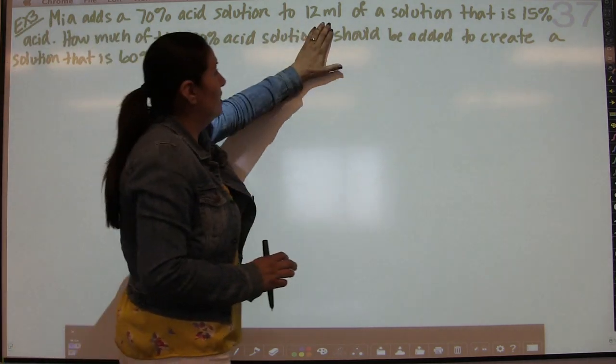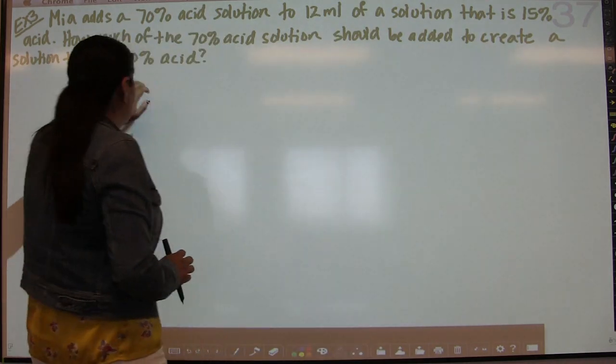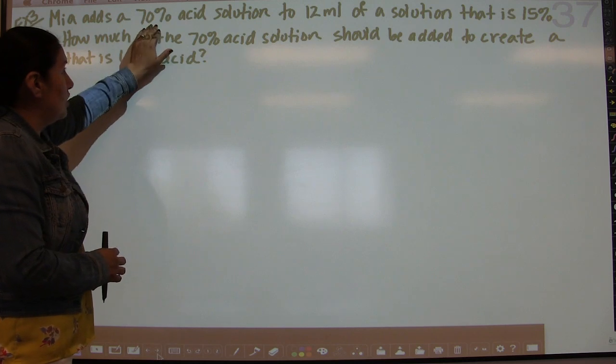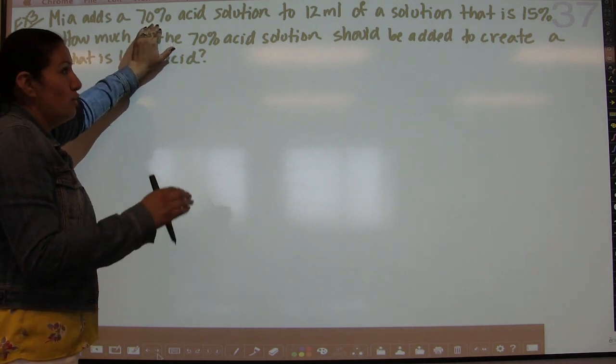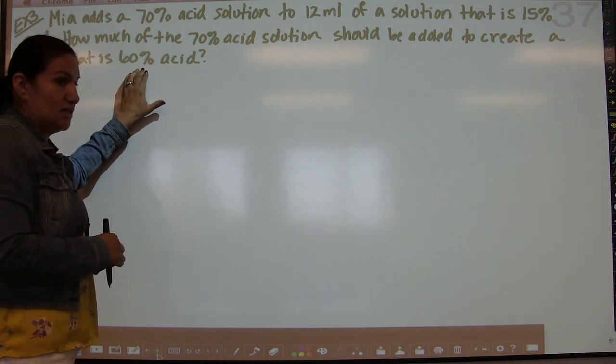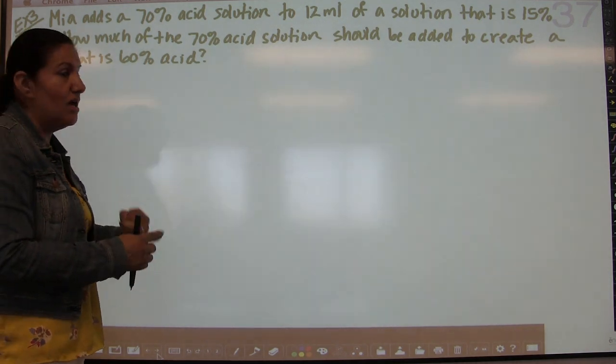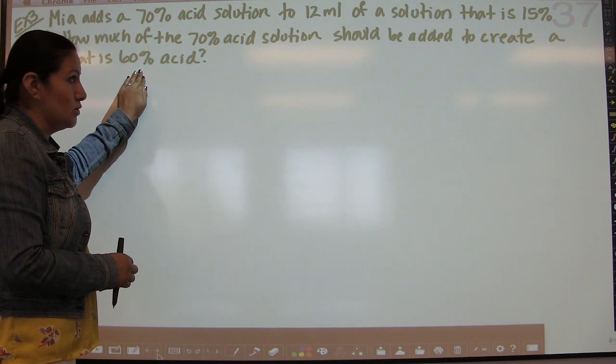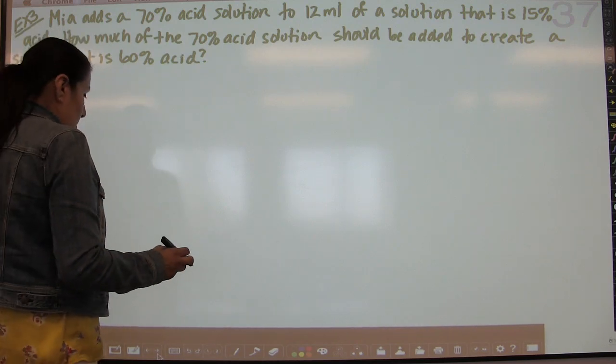Basically, you have 12 milliliters of a 15% solution. All right, so you have a weak solution, and you want to add to it the stronger 70% solution, so that at the end of the day you only have a 60% solution. You don't want it to be as weak as 15, and you don't want it to be as strong as 70, but you want it to be a 60% acid solution. So we can create a little scenario here.